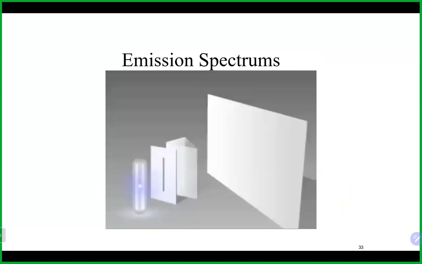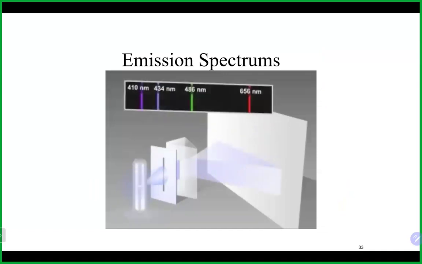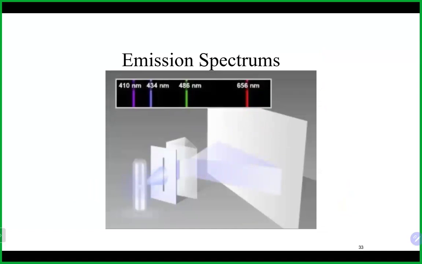Take a look at that. When the light emitted by a hydrogen gas discharge tube is passed through a prism, a line spectrum results. This line spectrum consists of light at only 4 wavelengths in the visible region.